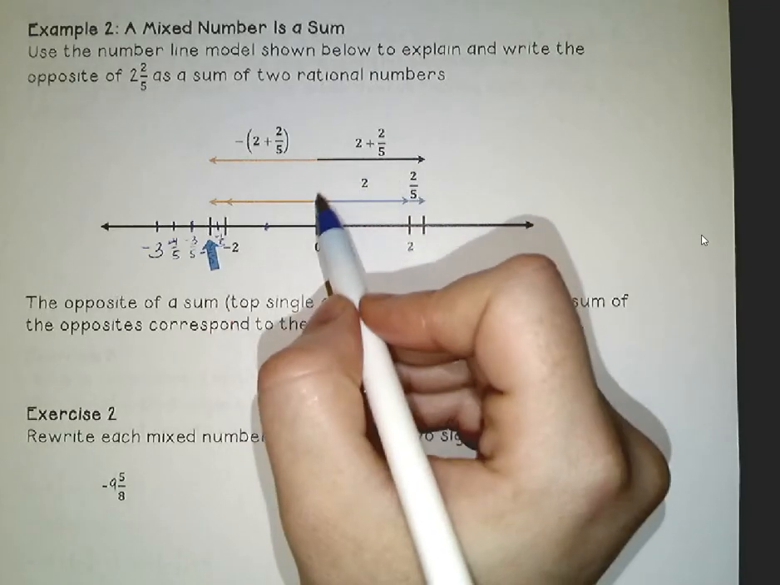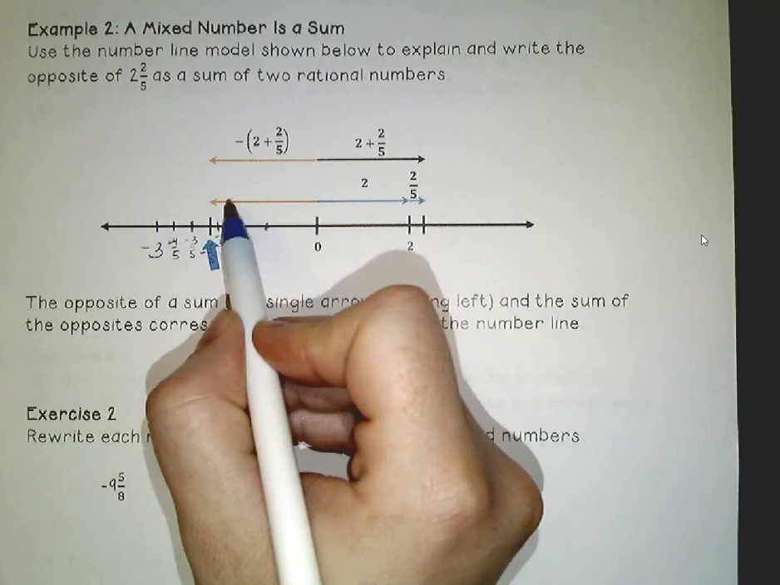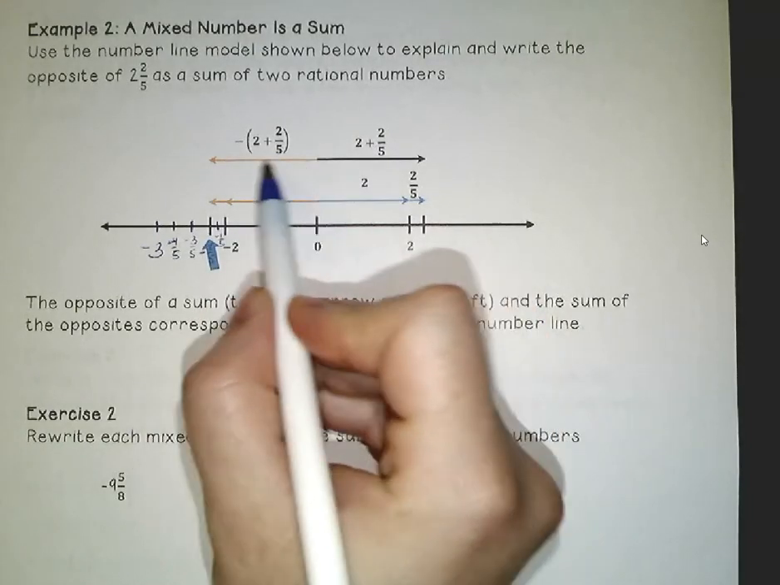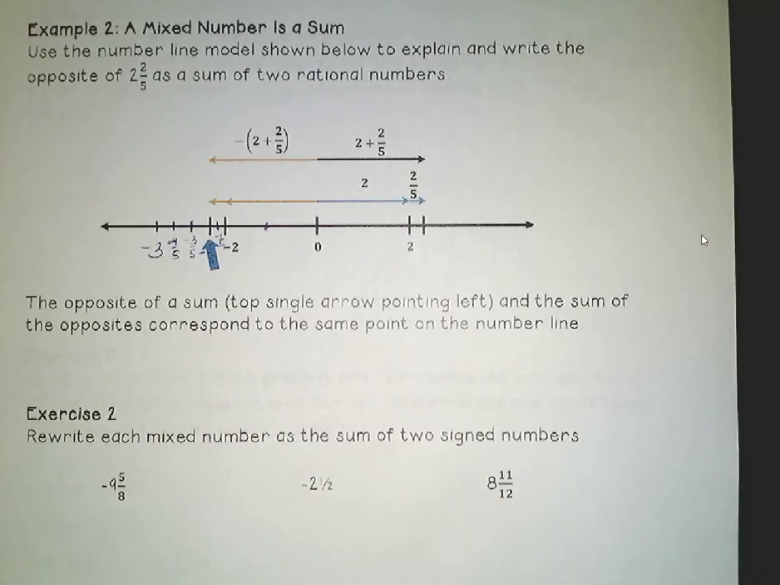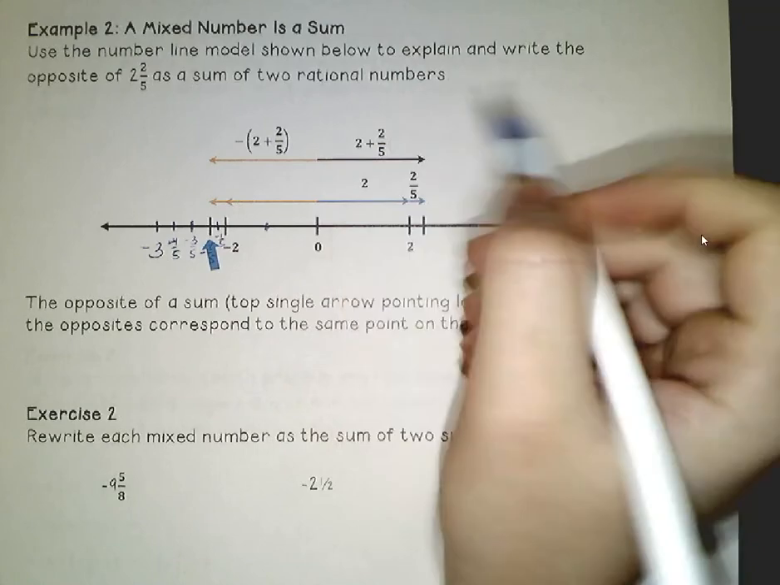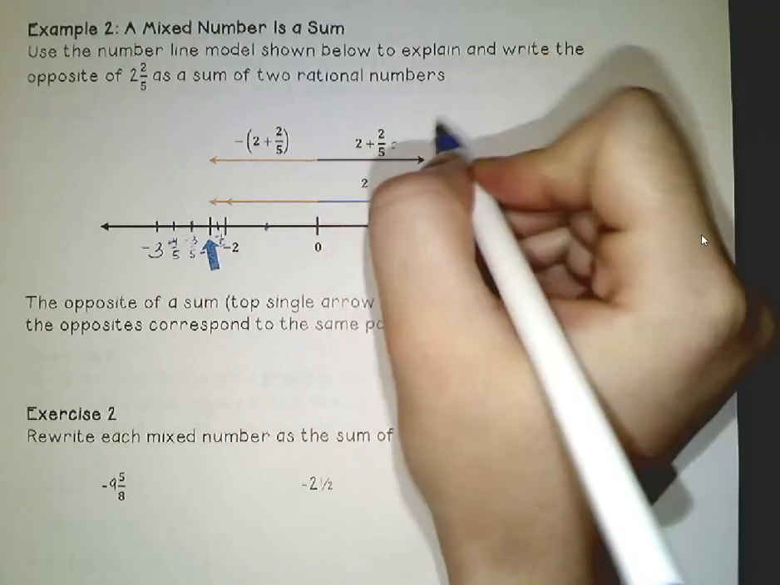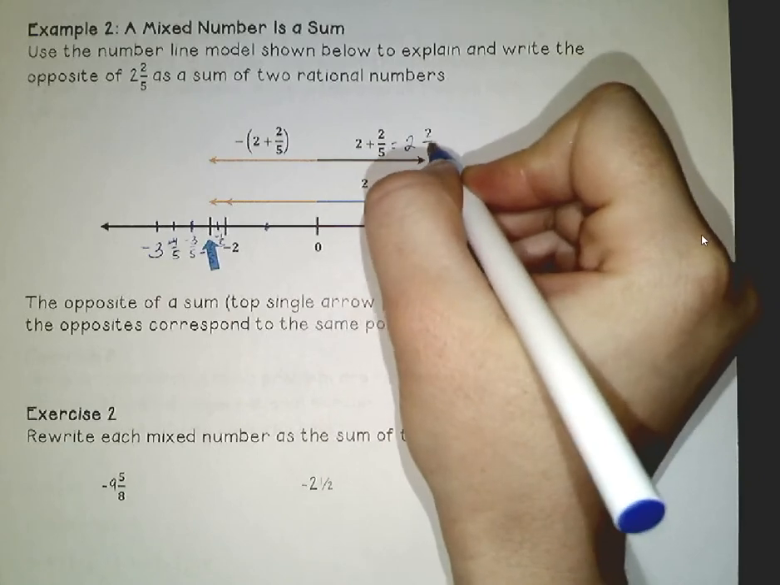So negative 2 and 2 fifths will have the same absolute value, right? Negative 2 and 2 fifths more. Why is it important for me to understand this? The sum of 2 and 2 fifths, 2 and 2 fifths is 2 and 2 fifths, right?